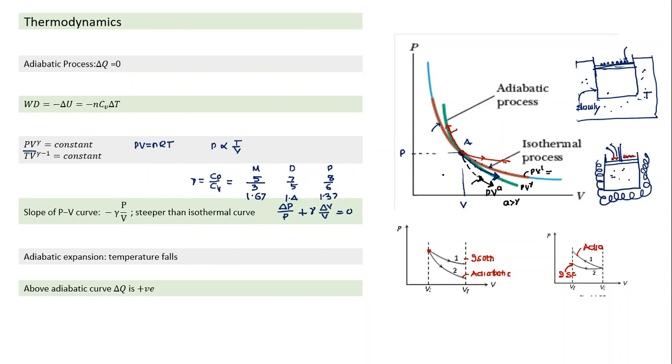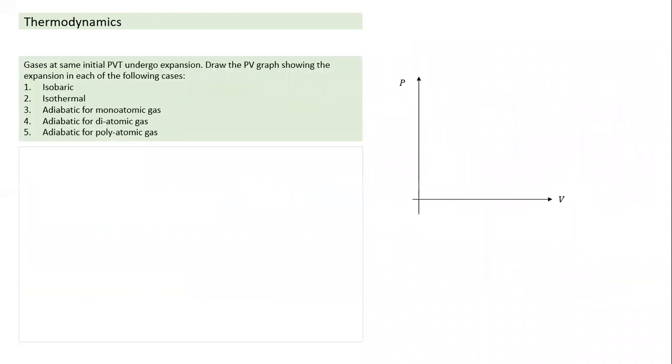So in this process delta T will be negative. And since this process is below the adiabatic curve, even delta Q will also be negative. We'll come to this a little later also, but this is what we need to keep in mind. Simple point: if we go above the adiabatic curve, delta Q is positive, similar to isotherm and adiabatic.